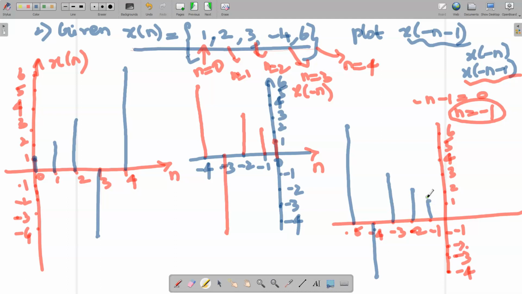Okay. So, from the discussion we know that it is just a shifting operation. Okay. So, you have shifted your signal. So, this signal is nothing but x of minus n minus 1 and x axis is n. Okay.